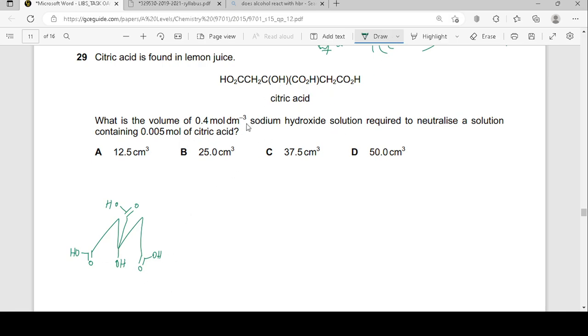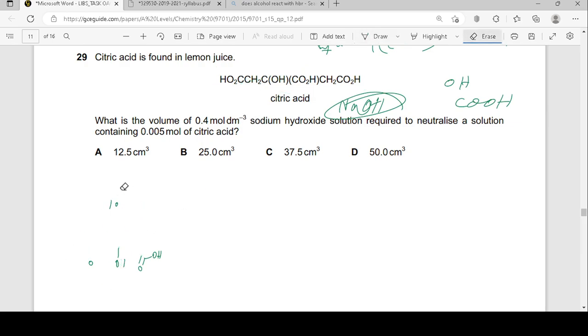Anyways, what is the volume of 0.4 moles per cubic decimeter sodium hydroxide solution required to neutralize a solution containing 0.005 moles of citric acid? So, NaOH. I don't think I really needed to draw it, did I? What you have to see is what NaOH will react with. If you think about OH versus COOH, which are the groups in this citric acid, I'm just going to erase that because there's no point in drawing it.